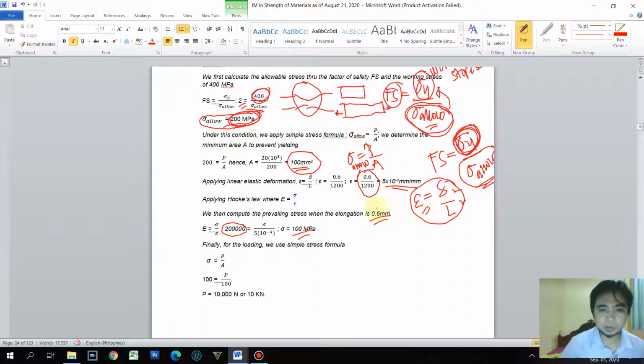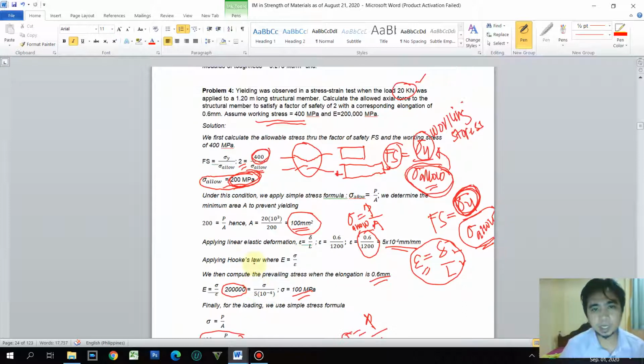So finally, we just substitute to this formula, sigma is equal to P over A. We got 100, and then what is the loading, and we also got 100 for the cross-sectional area out of the factor of safety as well as the loading. So, we will now have a force of 10,000 Newton or 10 kilonewton from this equation.